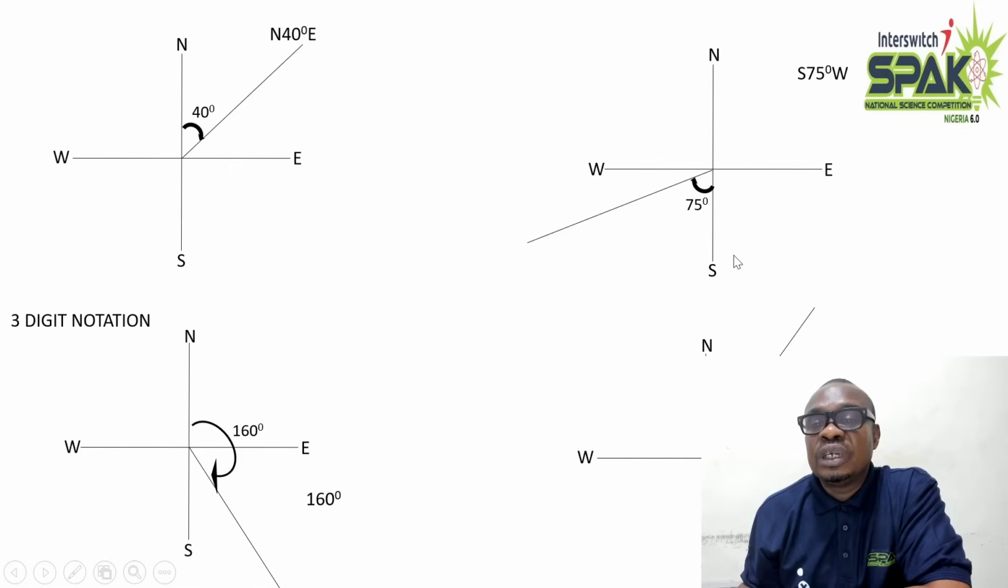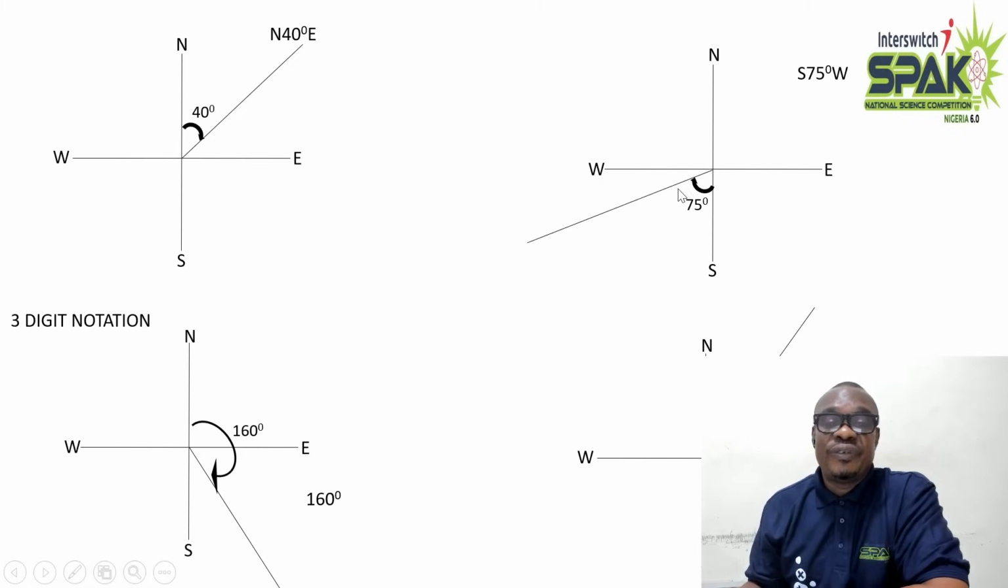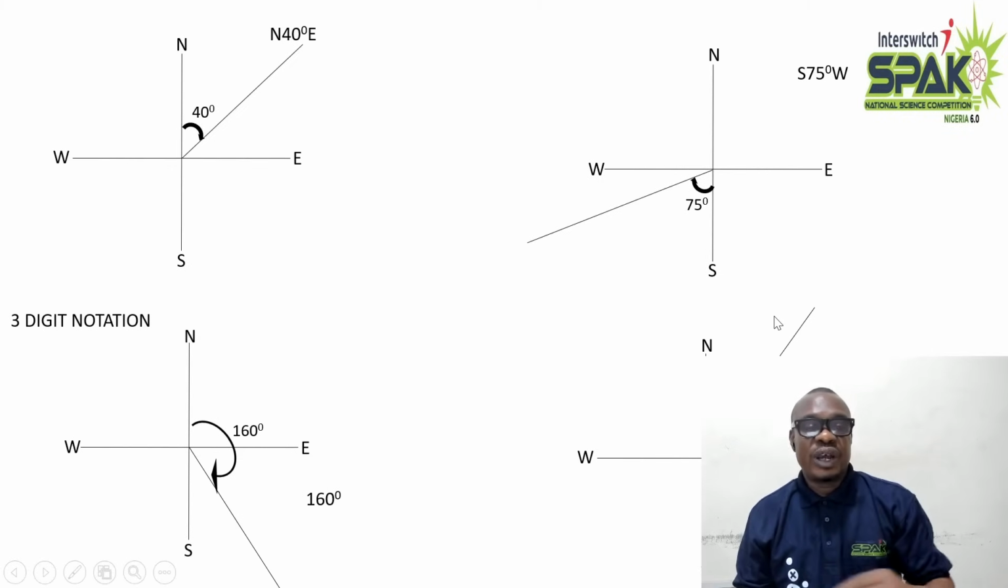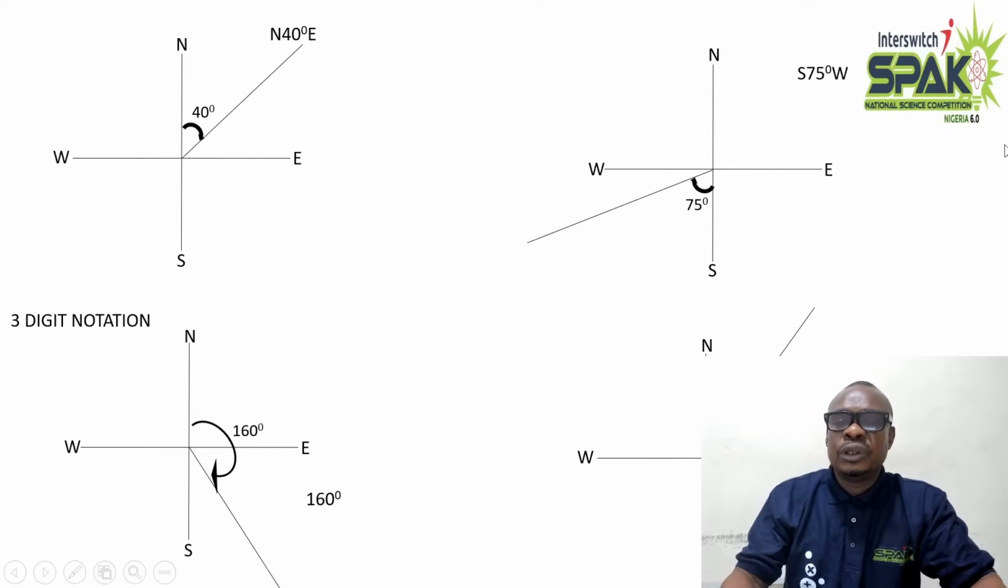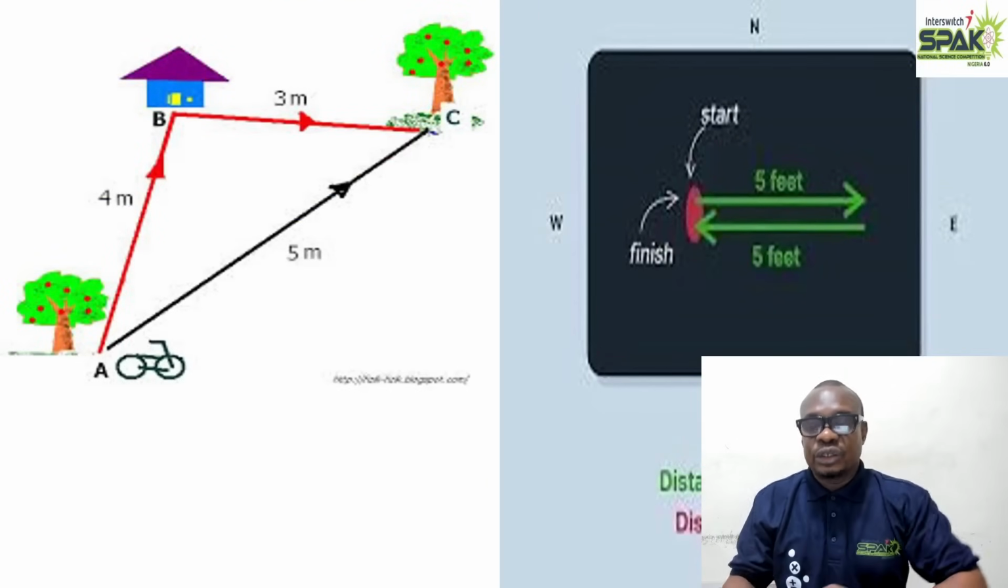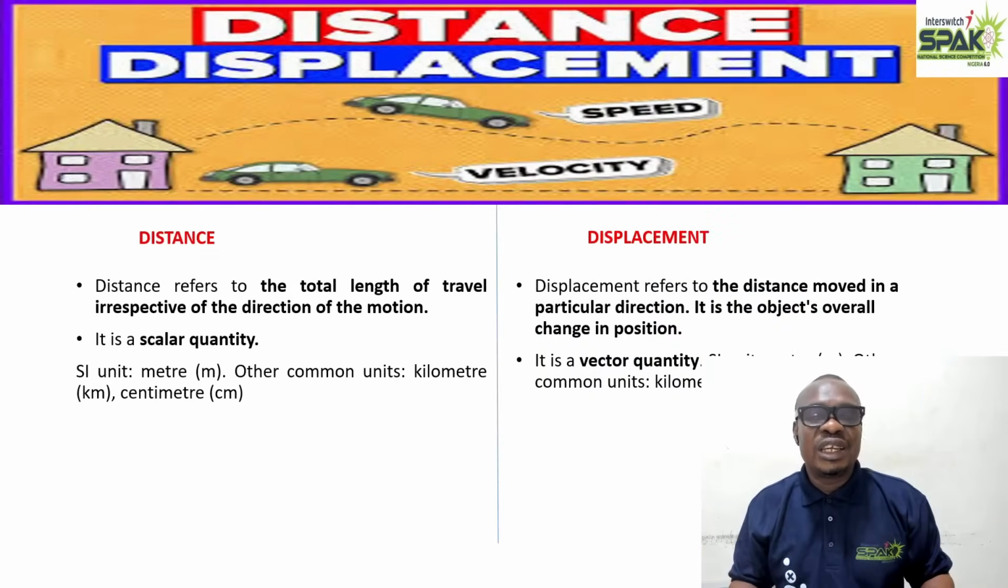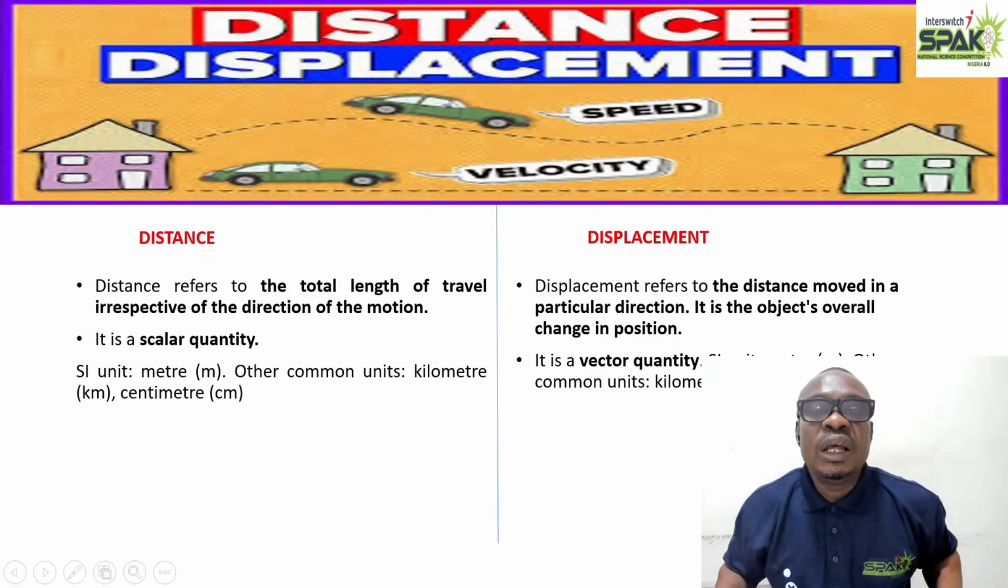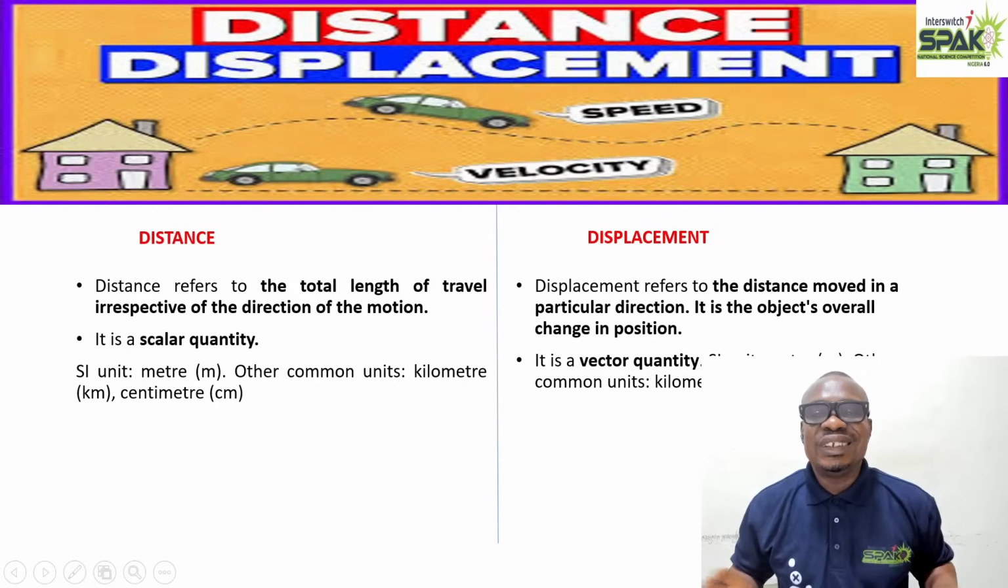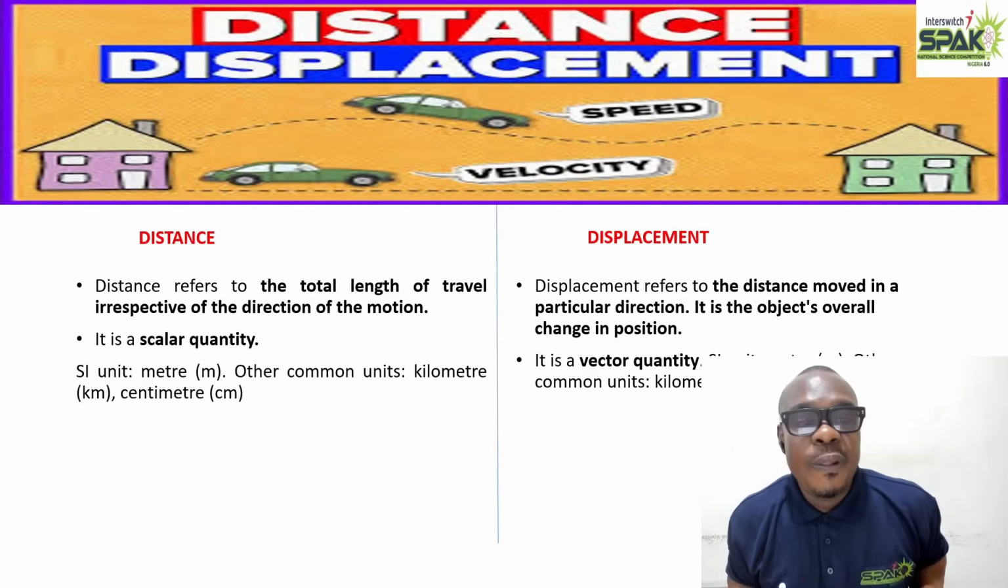Here I have gone through 180 degrees. Then this end here is 75. So what then would it be? 180 plus 75. I think you should have 255 degrees. Fine. That is your 3-digit notation. So now, having discussed these 2 key tools, let us dive into distance and displacement proper.